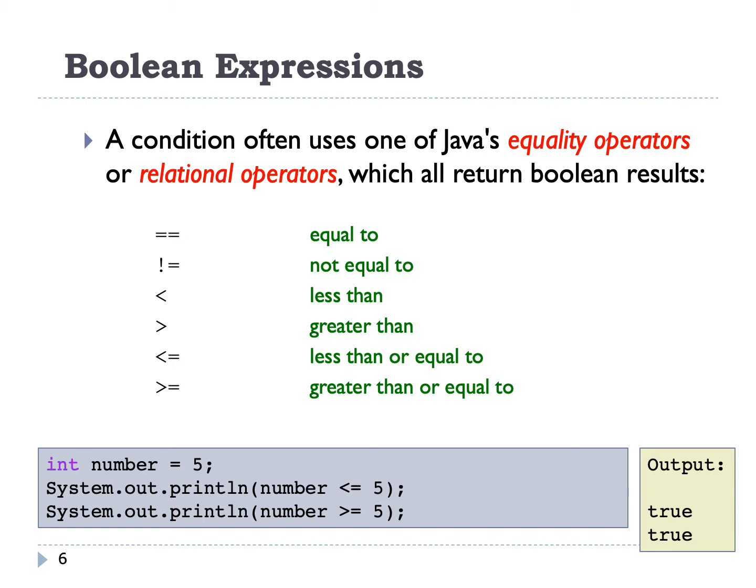We also have less than or equal to and greater than or equal to. If we do number less than or equal to 5, it will display true because it has two options. Either the number is smaller than the value that it is being compared to, or it has exactly the same value. In this example, variable number has the value of 5, which is exactly the same as the compared number. So that's why it is true. Similar logic for greater than or equal to.